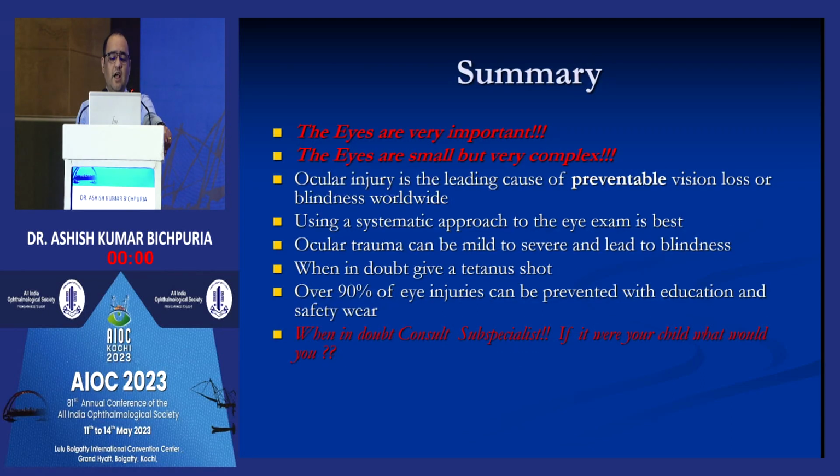So the summary: the eyes are very important. The eyes are very complex. Ocular injury is the leading cause of preventable vision loss and blindness worldwide. Using a systematic approach to the eye exam is best. Ocular trauma can be mild or severe and lead to blindness. When in doubt, give a tetanus shot. Over 90% of eye injuries can be prevented with education and safety wear.